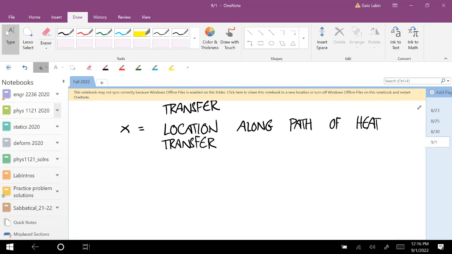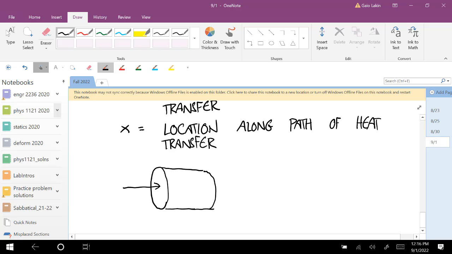Here's a little picture to indicate. If this is the material, the medium of heat transfer, and energy is going this way, so this is the direction of Q, then this is the area A. And X is this direction.